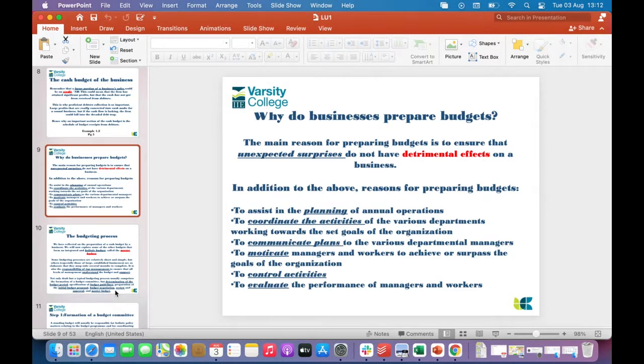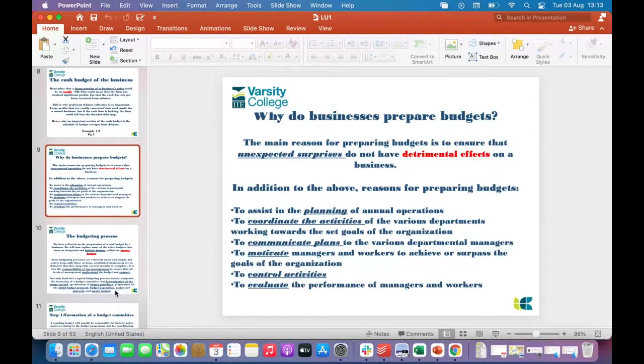Okay, the main reason for preparing budgets is to ensure unexpected surprises do not have detrimental effects on the business. Again, remember, we want to avoid unnecessary pitfalls. In addition to the above, reasons for preparing budgets: to assist in planning of annual operations, to coordinate activities of the various departments, all right, to communicate plans to the various departments as well, or departmental managers, all right, to motivate managers and workers to achieve or surpass the goals of the organization.